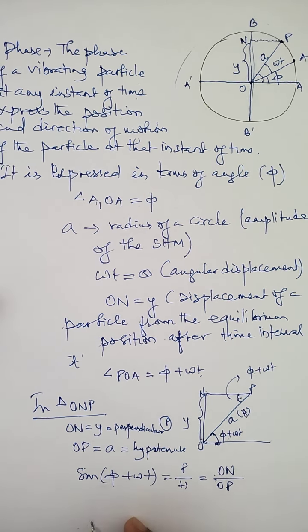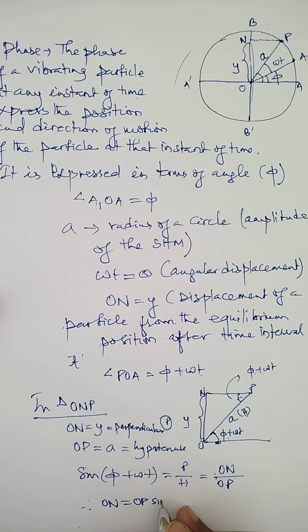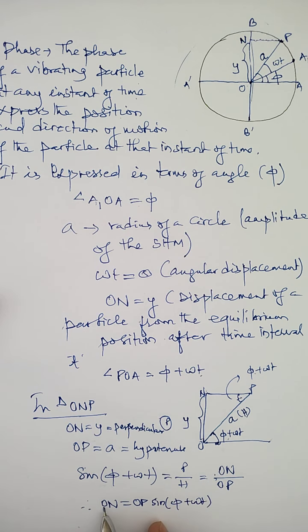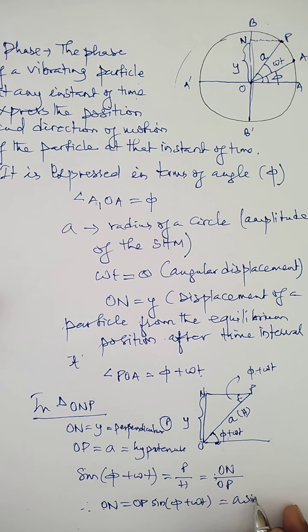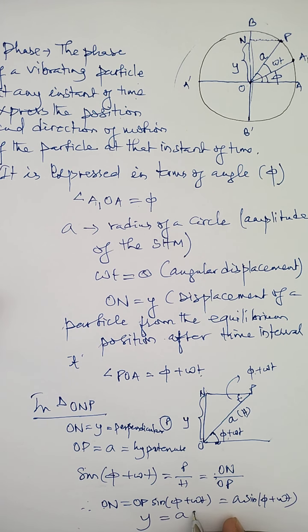Now if we cross multiply, we can write this as ON equals OP sine (phi plus omega t). So ON equals OP sine (phi plus omega t). Now OP means A, so let me substitute. OP means A, and this is sine (phi plus omega t). So ON actually means Y. So Y, the displacement, is A sine (phi plus omega t).